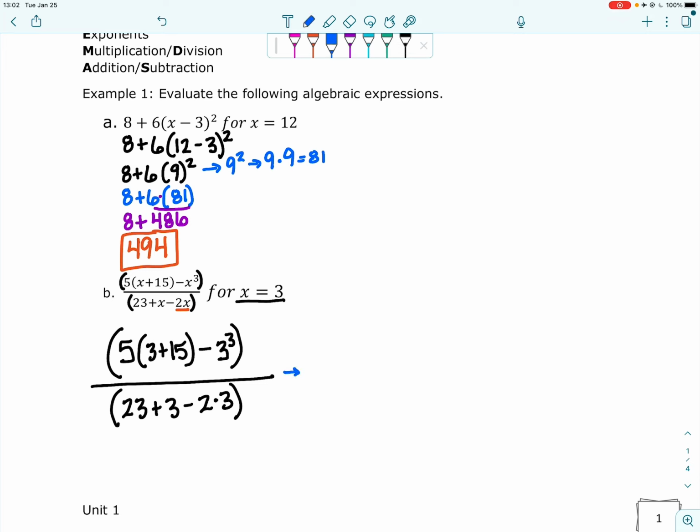And I'm going to go this way. So I'm going to do the top first. So I have 3 plus 15 in parentheses. So 5 times 3 plus 15 is 18 minus 3 cubed. And then I don't have any parentheses in the bottom except for the overall parentheses, so I'm just going to go ahead and rewrite this. This is not the only way that you could do this. You could do this in fewer steps than I am, but I'm trying to show all of the pieces to this.